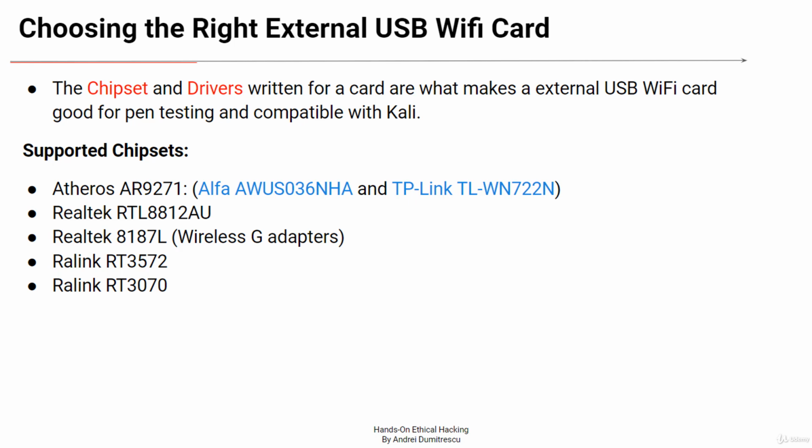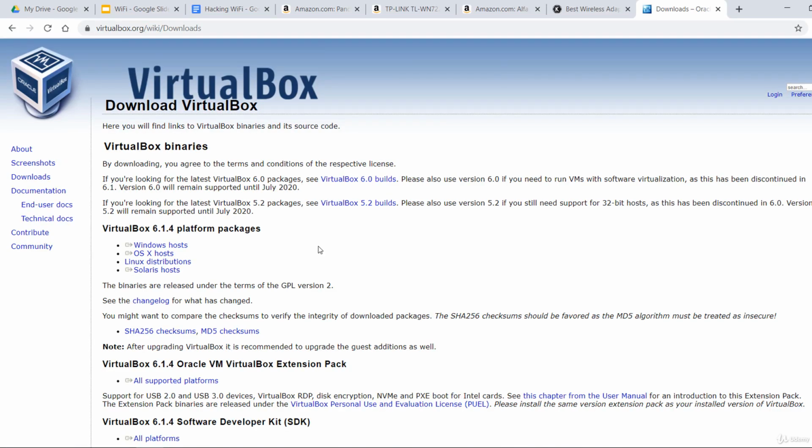Let's suppose you have bought the right external USB Wi-Fi adapter. Now you want to connect and use it on Kali Linux that runs in VirtualBox. To use USB devices in VirtualBox, you need to install VirtualBox extension pack on your host operating system.